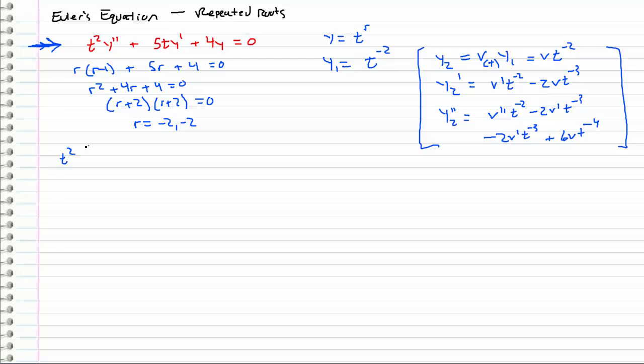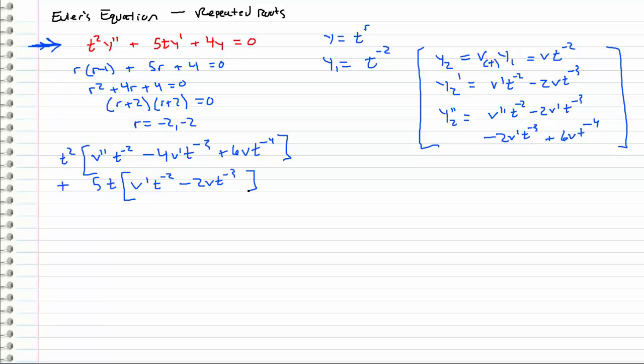So we got t squared times y2 double prime, which is v double prime t to the -2 minus 4v prime t to the -3, and then plus 6v t to the -4. All right, so let's add in the 5 times t times y2 prime, which is v prime t to the -2 minus 2v t to the -3, and then finally plus our 4 times y2, which is just this. And all that has to equal 0 because we are homogeneous.